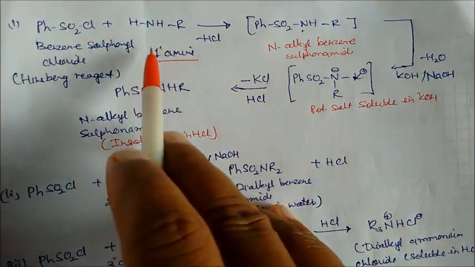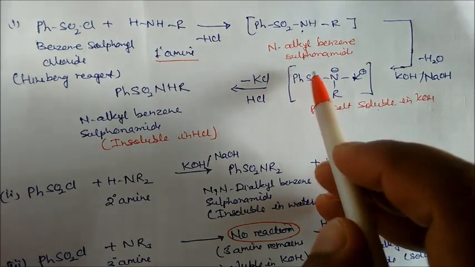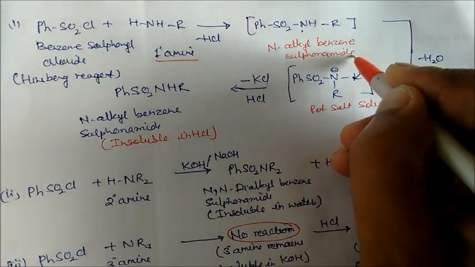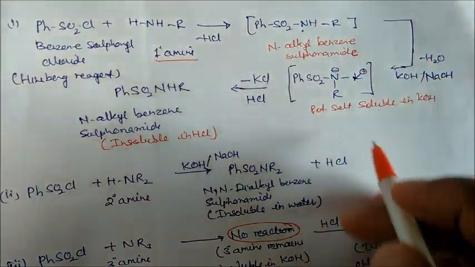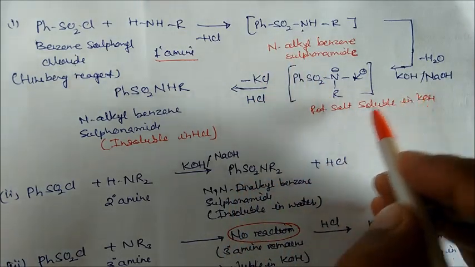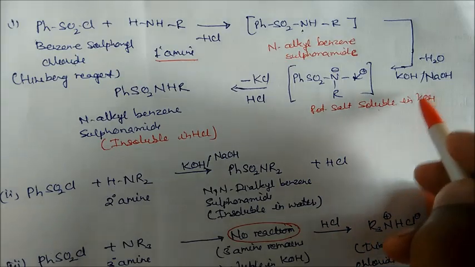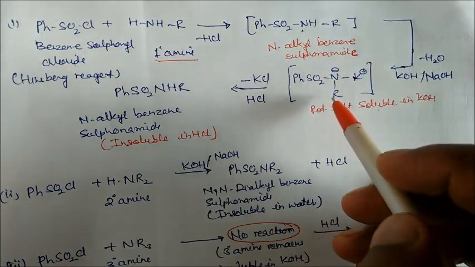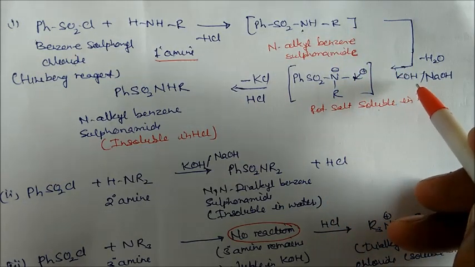So on reaction, what will happen? You will get an alkyl benzene sulfonamide. So this is the N-alkyl benzene sulfonamide. Again, this is reacting with the sodium hydroxide, or you take potassium hydroxide, you will get the potassium salt, which is soluble in potassium hydroxide. So whatever product is there is soluble in potassium hydroxide.